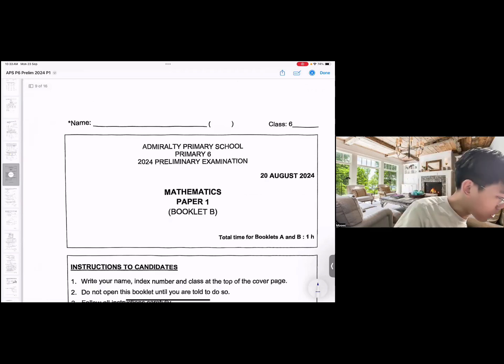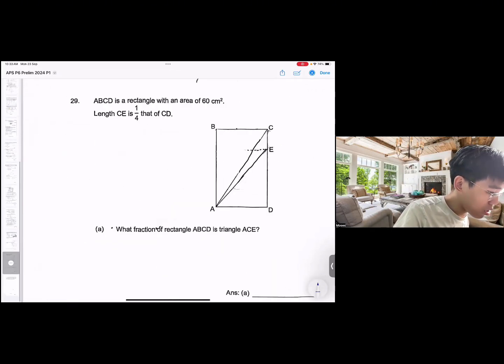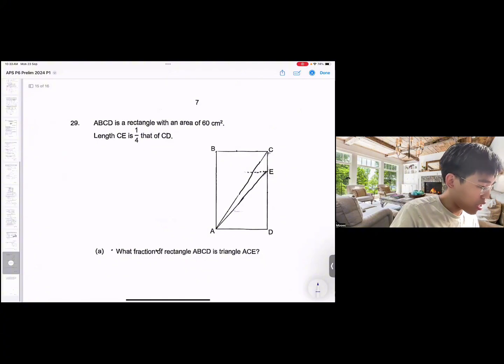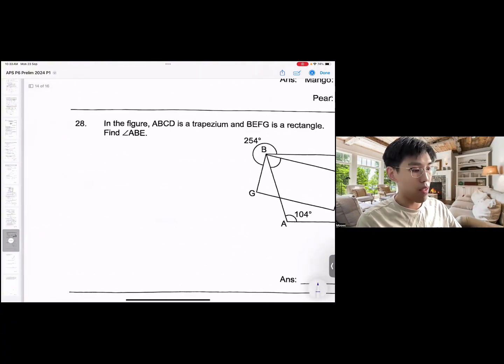All right. Oh, where did he go? Where did he go? They are coming to the end of paper 1 already. That's nice. Okay, that's very fast.